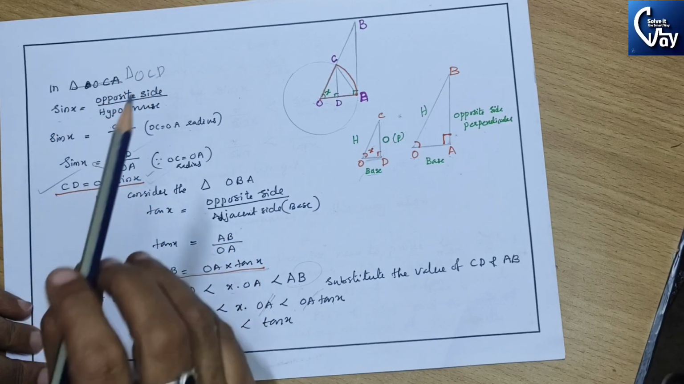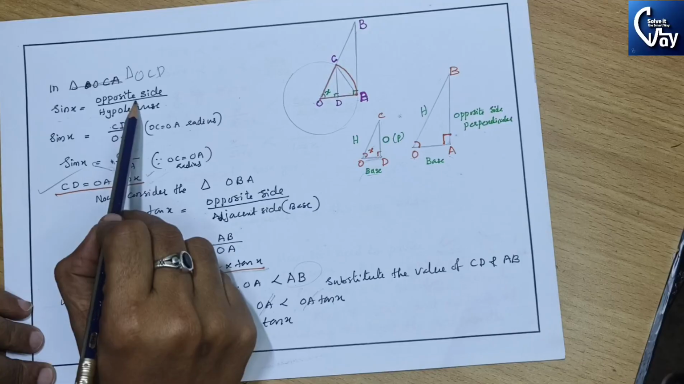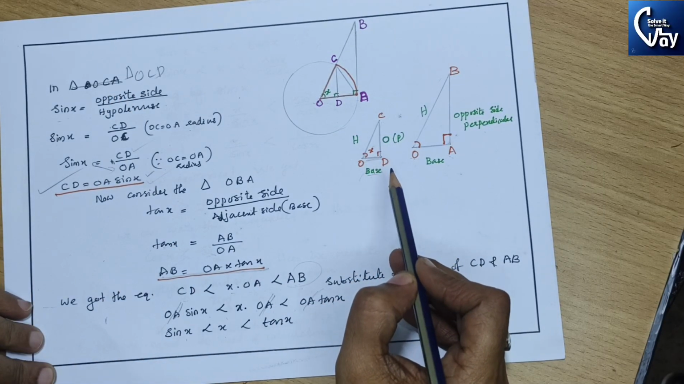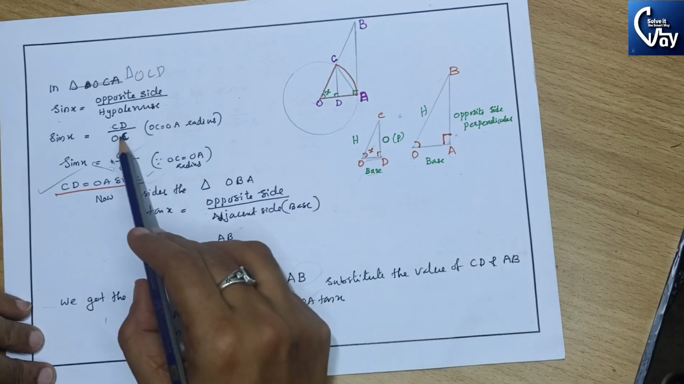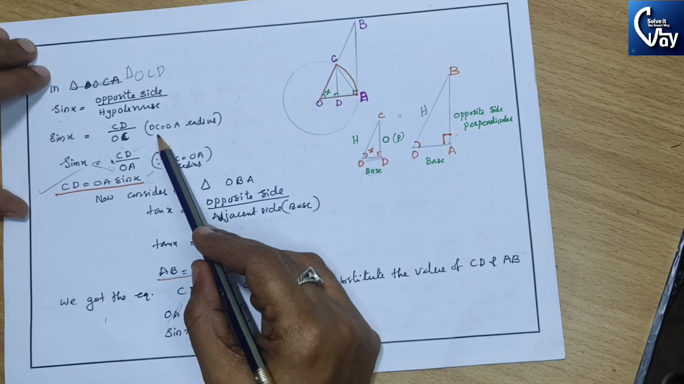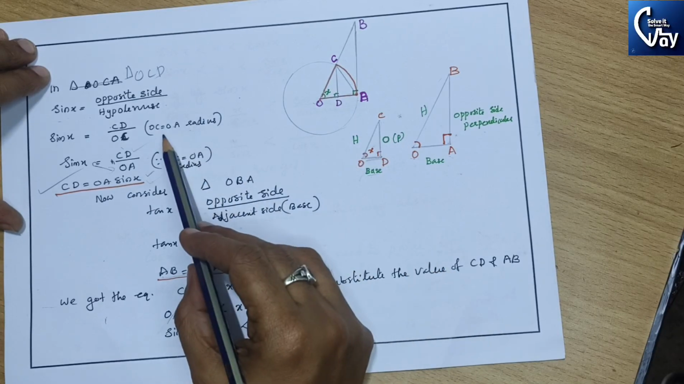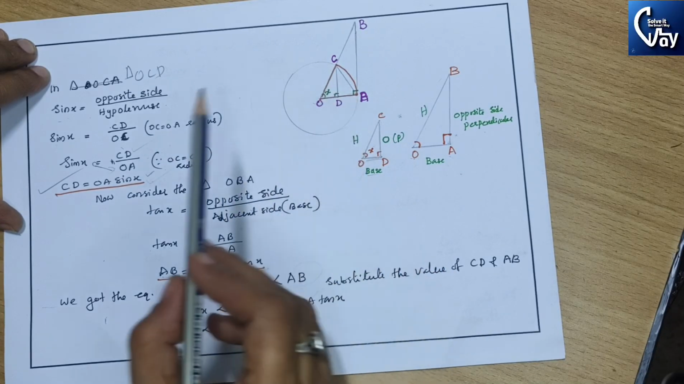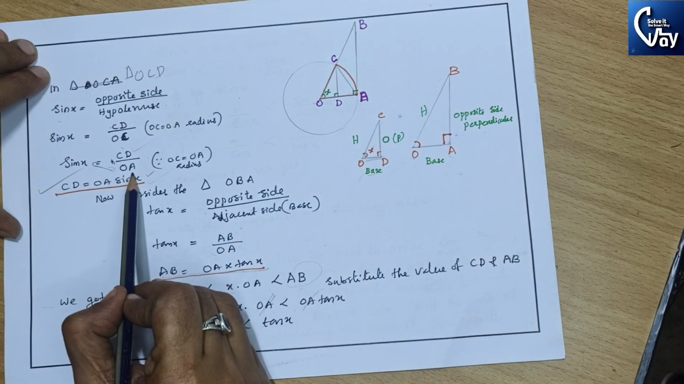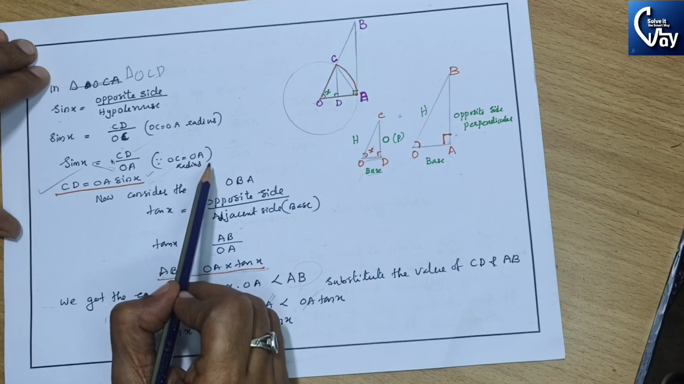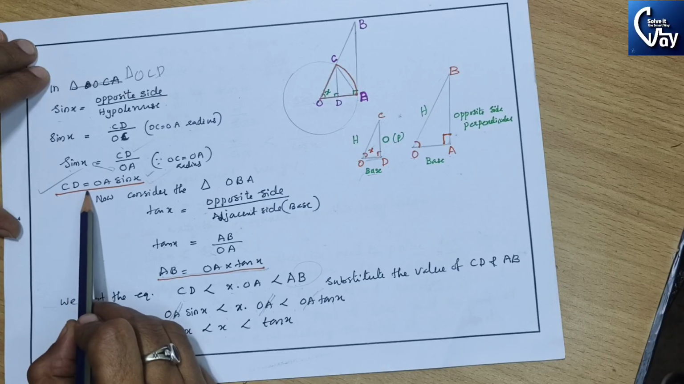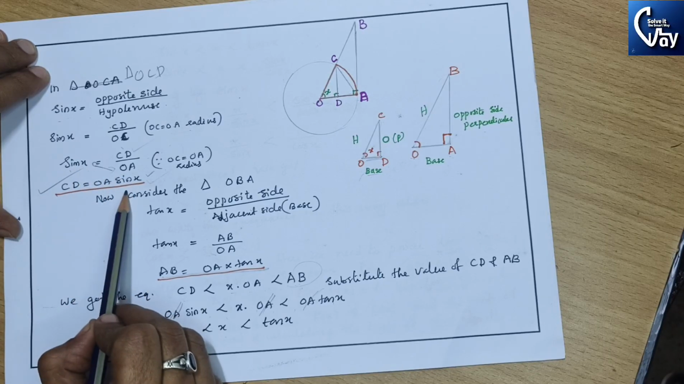Sin x equals, what is sin x here? Opposite side by hypotenuse. What is the opposite side here? CD by hypotenuse, which is OC. So sin x equals CD by OC. Here OC and OA are equal, so instead of OC we write OA. So sin x equals CD by OA. Since OC and OA are radii of the same circle, both of them are equal. So from this equation, we write CD equals OA into sin x.